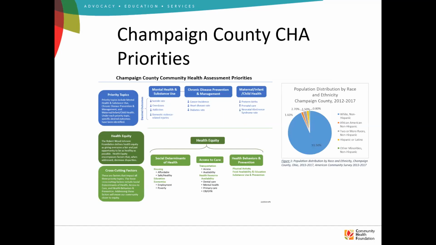Our grant priorities are guided by the community health assessments of the two counties we serve. The most recent community health assessments were completed in 2019 and introduced in 2020. This slide and the next give an overview of the two counties' health assessments. Both counties identified priority areas in mental health and substance use, chronic disease prevention and management, and maternal infant health. More information is available at the respective websites.